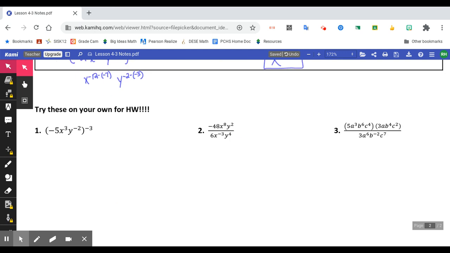Do these 3 on your own. Everything is the same except negative exponents drop to the bottom when you're done and become positive. Remember, no negative exponents in your answers. Okay, work hard. Give it a shot.